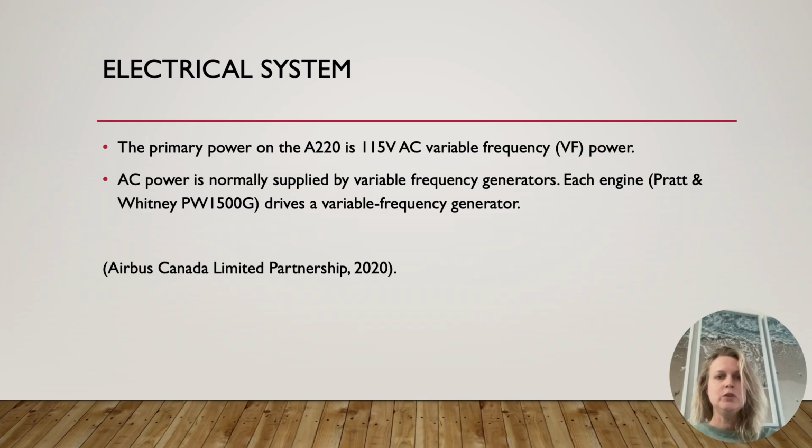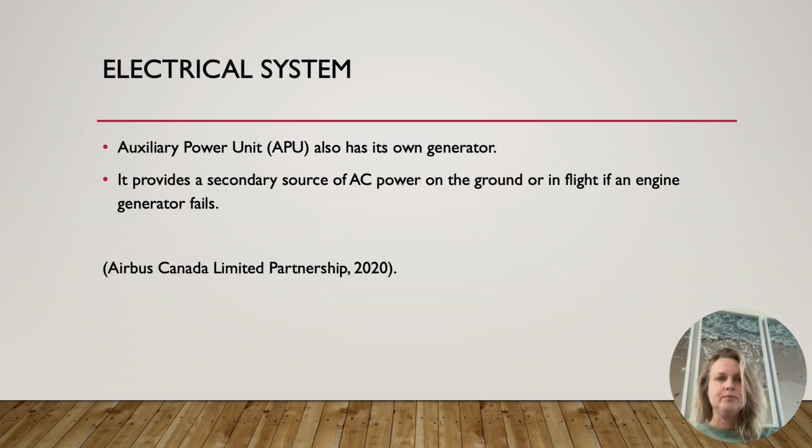The AC power is normally supplied by variable frequency generators, and these are attached to each of the Pratt & Whitney engines. The auxiliary power unit is another generator that the Airbus 220 has. It provides a secondary source of AC power on the ground or in flight if an engine generator fails.